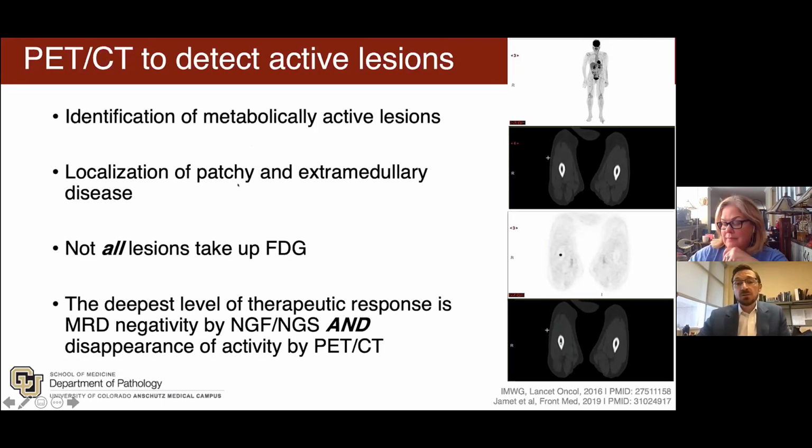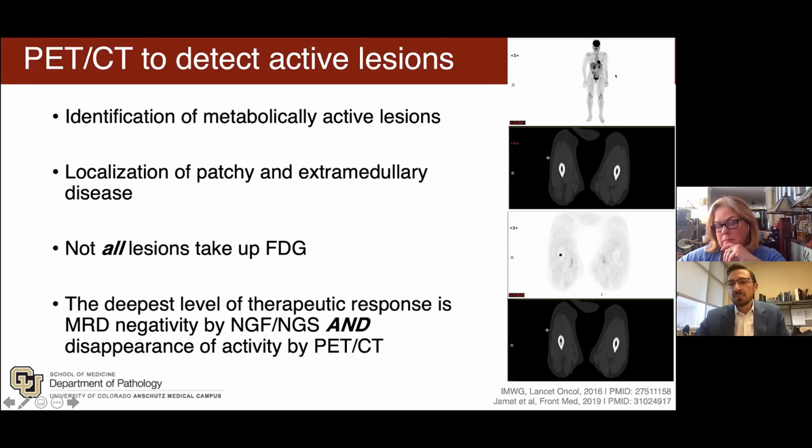And what it can also do is it can identify disease regardless of whether or not it's patchy and regardless of whether or not it's actually in the bone marrow. So unlike next generation flow and next generation sequencing that depend upon bone marrow sampling, PET-CT can kind of give you a whole body evaluation. And here's just one example of a situation in which this is really important.